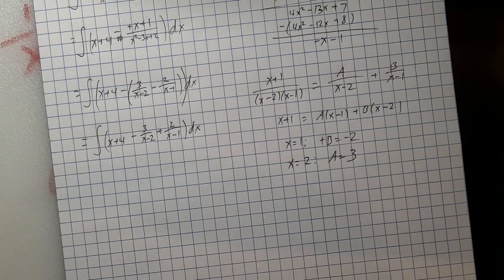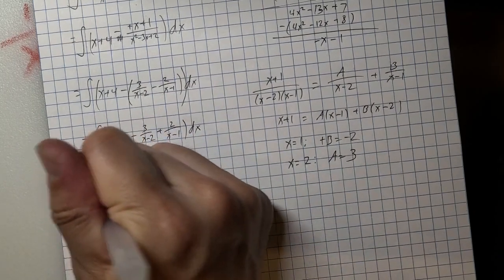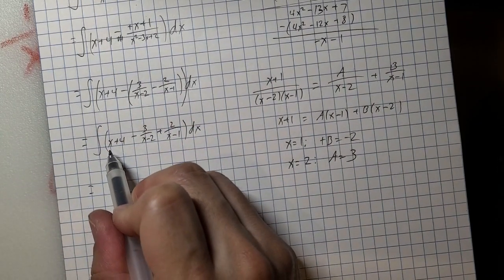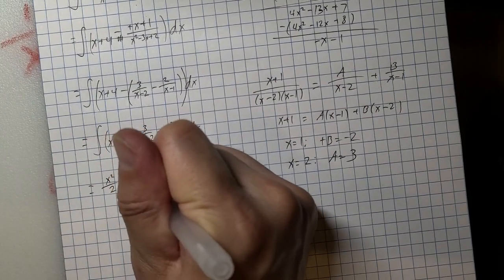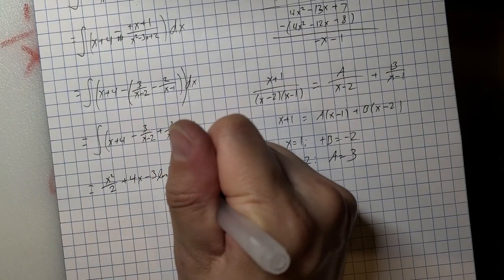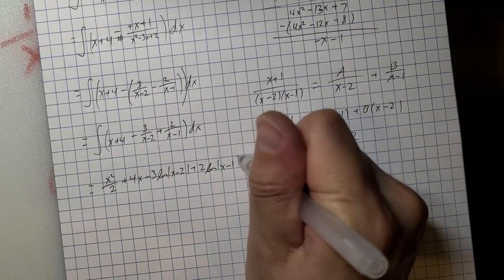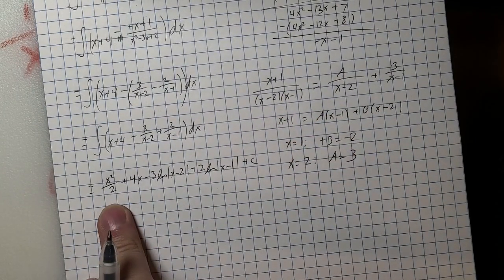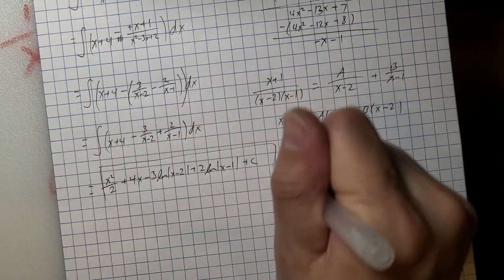Let me double check I'm on the right track. I think so. Okay, let's integrate. Integral of x is just x squared over 2. Integral of 4 is just 4x. Integral of this guy is just log, right? So minus 3 ln of x minus 2 plus 2 ln of x minus 1 plus c. This should be your answer. Let me check. Yep, I got the same thing.